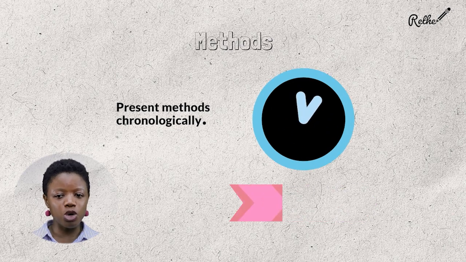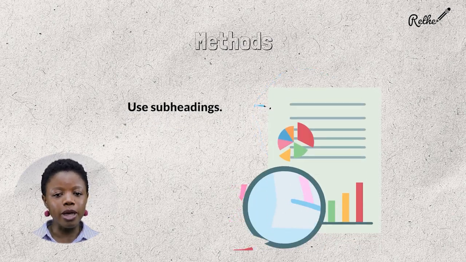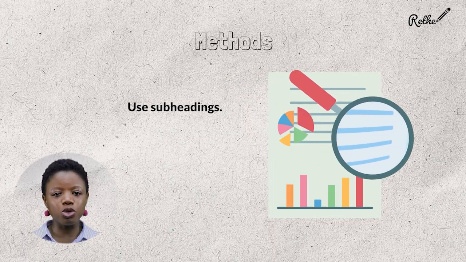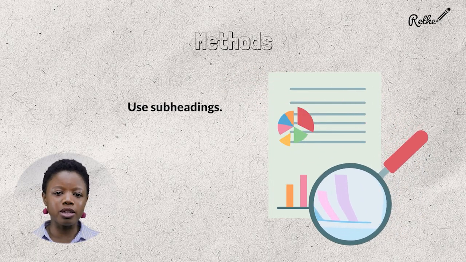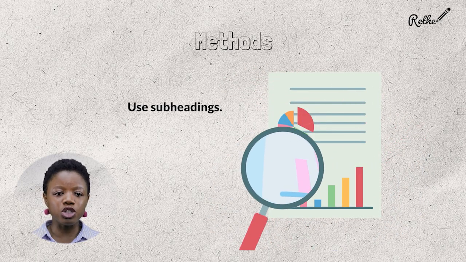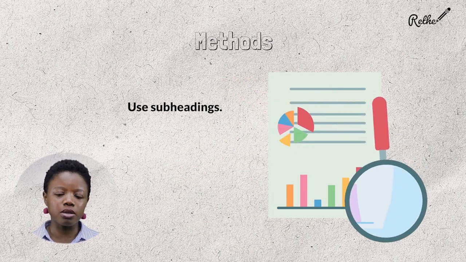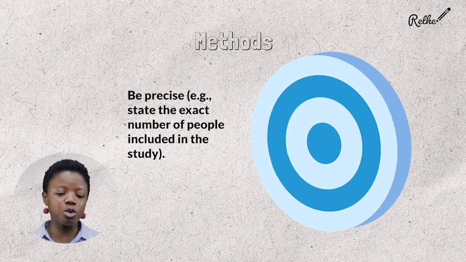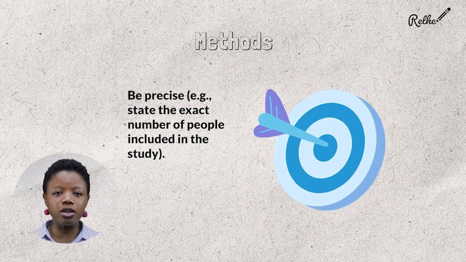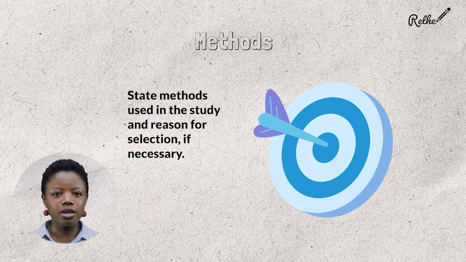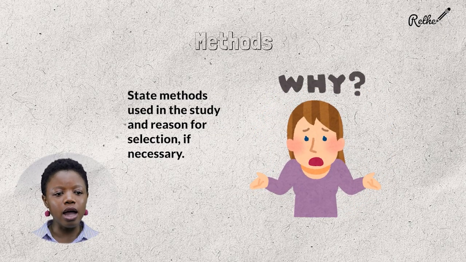Present the methods chronologically. Use subheadings. If possible, use subheadings that match the subheadings used in your results section so that readers can trace the analysis corresponding to the various methods. Be precise when reporting numbers, proportions, or any other measurements. State methods used in the study and why you selected the methods. This is important if there are other methods that you could have used.